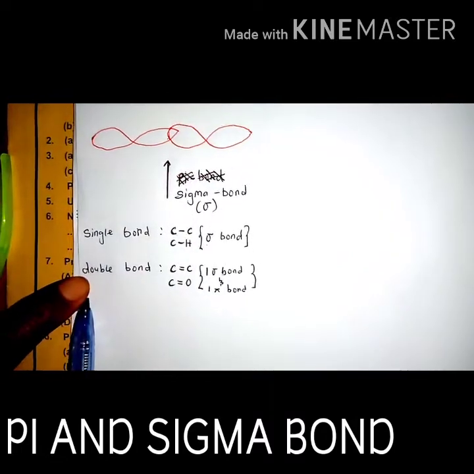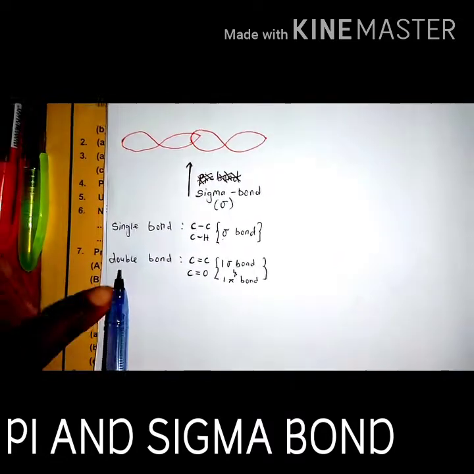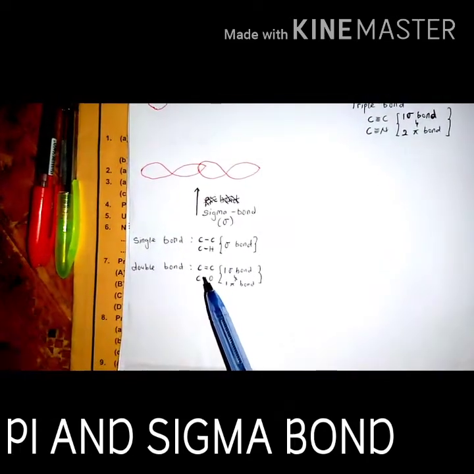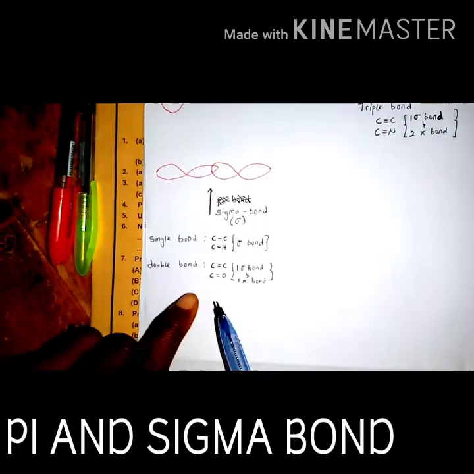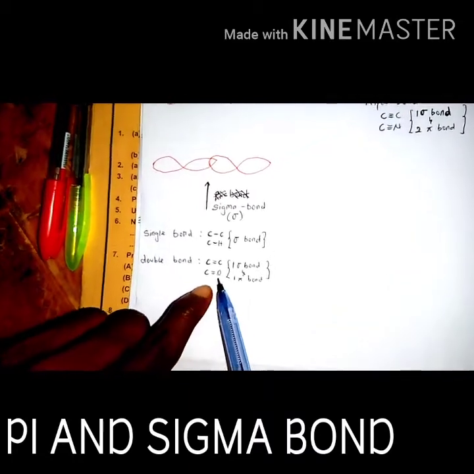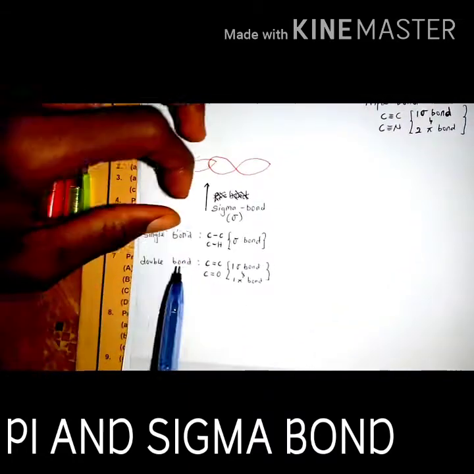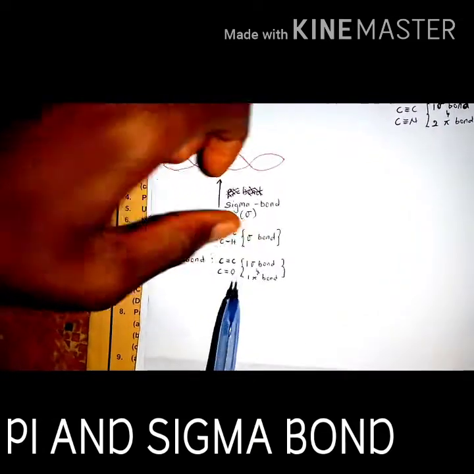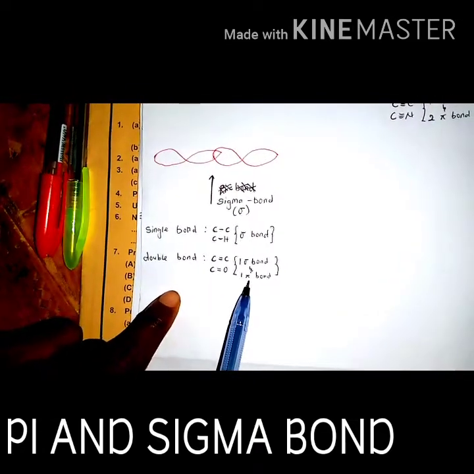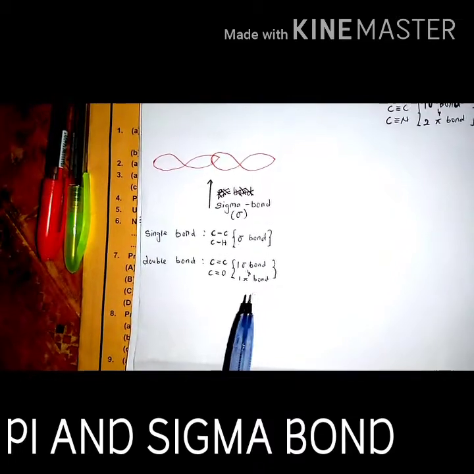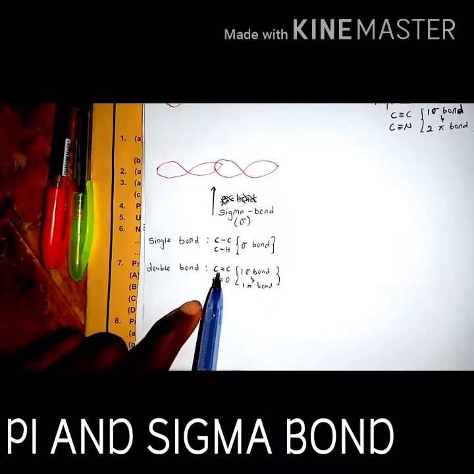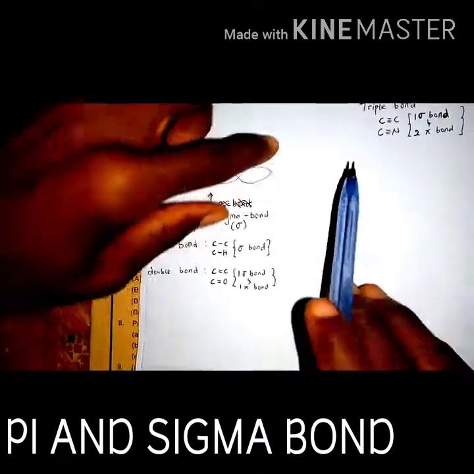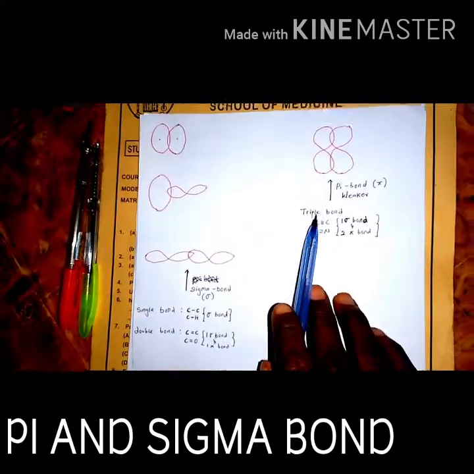Now in a double bond, like that of carbon to carbon for the alkenes, unsaturated, and that of the carbon to oxygen double bond, take note, in this bond, one of the bonds here is a sigma bond and the other is a pi bond. That's very clear. We have two bonds here. One of them is a sigma bond, the other is a pi bond.